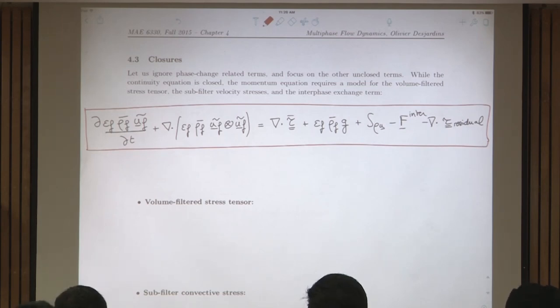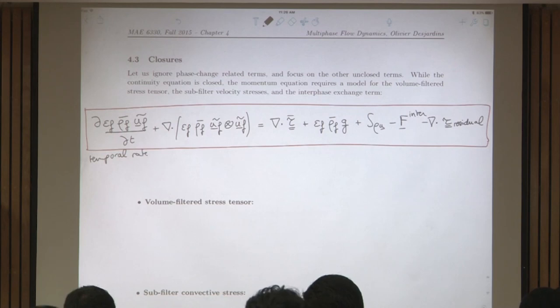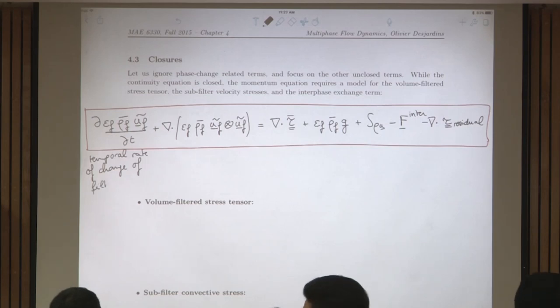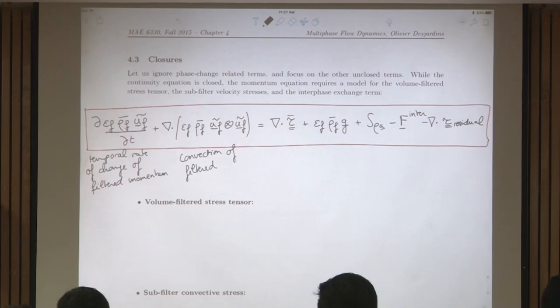So, the left-hand side is clear. Temporal rate of change of filtered momentum, convection of filtered momentum by filtered velocity. Well, I can write: temporal rate of change of filtered momentum. This is convection of filtered momentum by filtered velocity. Those two are closed.